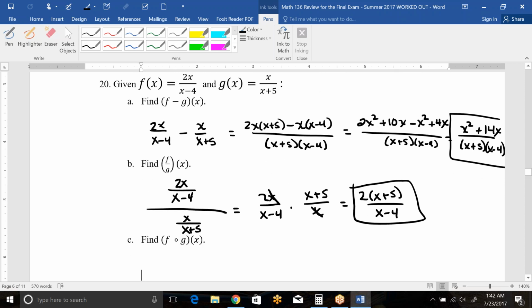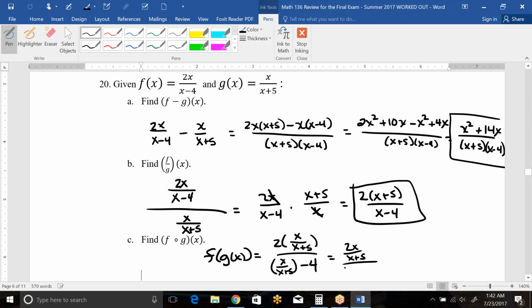And then composing f with g composed inside. So f of g of x, that is not times, that's the composition circle. So that means we copy the f function as a shell. So 2 times blank over blank minus 4. And then we put the g function into all of those blanks. So this would be 2x over x plus 5 and x over x plus 5 and then minus 4.